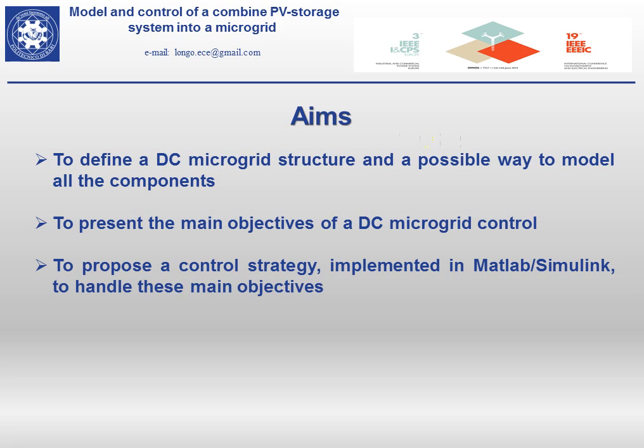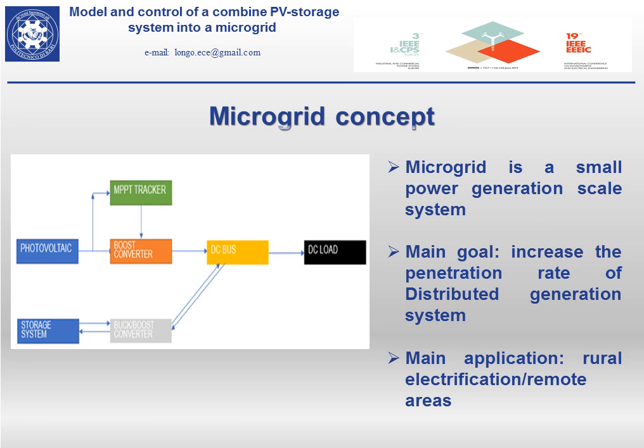So the aims of the paper is first to define a DC microgrid structure and a possible way to model all the components, to present the main objectives of a DC microgrid control, and to propose a control strategy which is implemented in MATLAB Simulink to handle these main objectives.